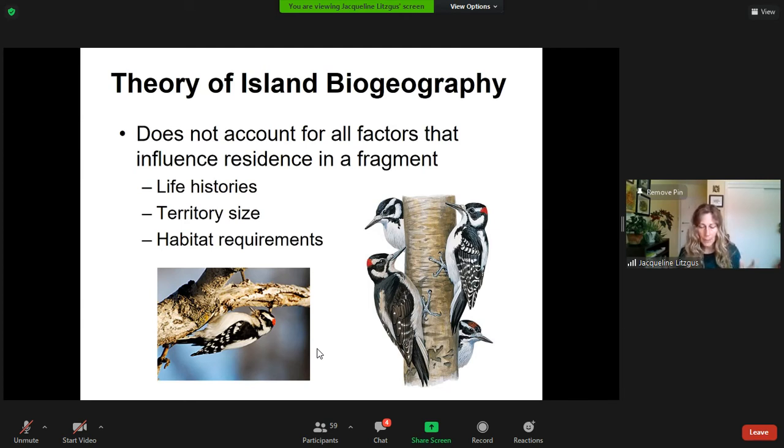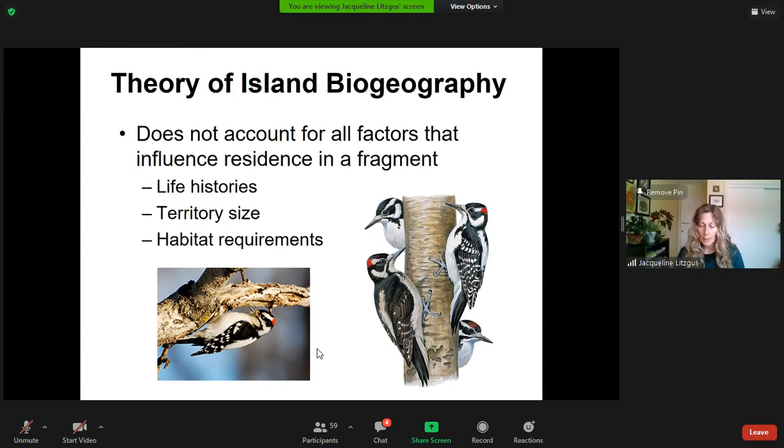And some of these things are going to include, like I said, the life histories of animals, like the speed of their reproductive rate. This is going to have an effect in terms of how their populations will establish and grow, right? Whether the fragment is large enough to contain the territory. So say you have a territorial animal. Is the island even big enough to account for the territory size of that animal, right?